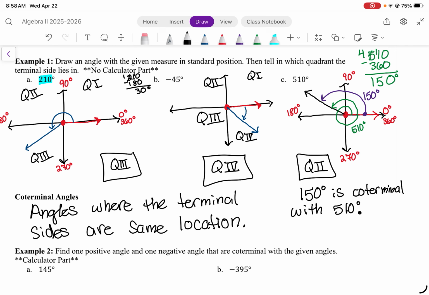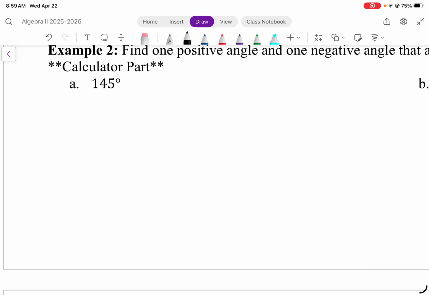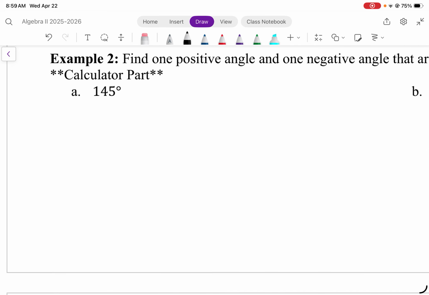And that leads us to our next part, example 2, which is find one positive angle and one negative angle that are coterminal with the given angles. This would be on the calculator part, so if you want to use a calculator to help you out with it, you sure can. So we are starting at 145 degrees. And if I want to go counterclockwise a full circle to end in that exact same spot, I'm just going to add 360. That will give me a coterminal angle of 505 degrees. Then that gives me a positive angle.